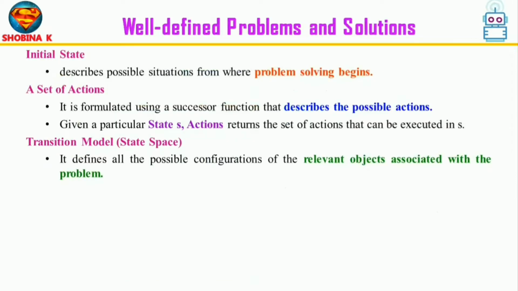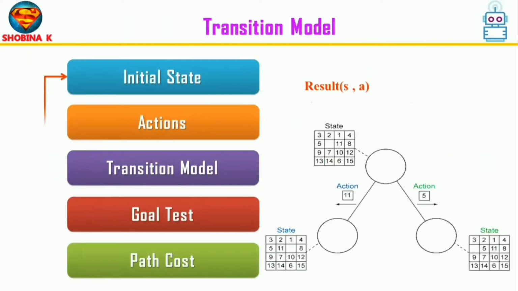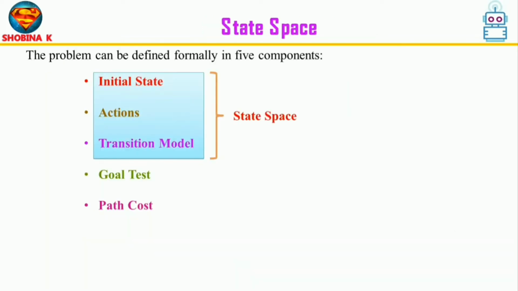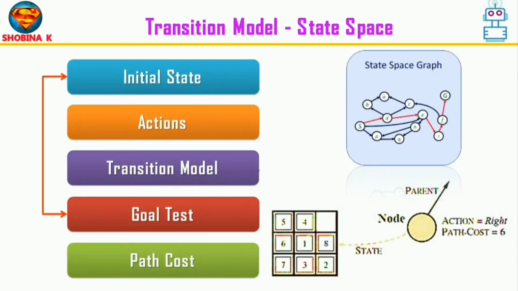The third component is the description of what each action does, which is called the transition model. It is specified by a function result of S, A that returns the state that results from doing an action A in state S. Together, the initial state, actions, and transition model define a state space. The state space forms a graph in which the nodes are states and the links between the nodes are actions. A path in state space is a sequence of states connected by a sequence of actions.